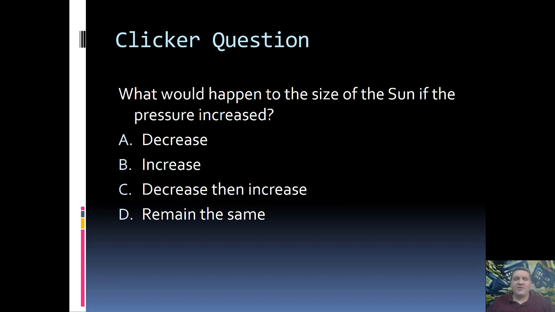Alright, so if the pressure inside the sun increases, then the force pushing out is going to be greater than gravity pushing in, so it's going to have to expand. So the correct answer is B. It's going to increase.